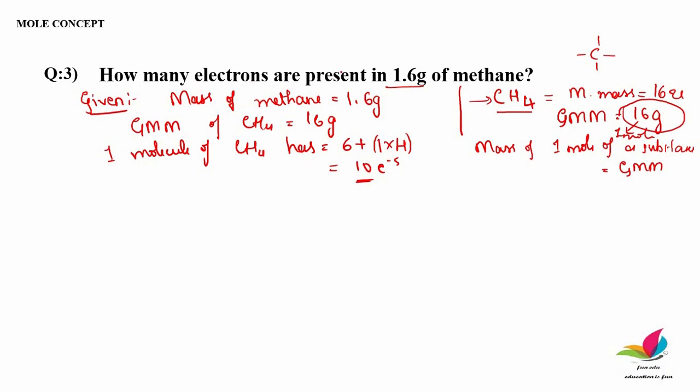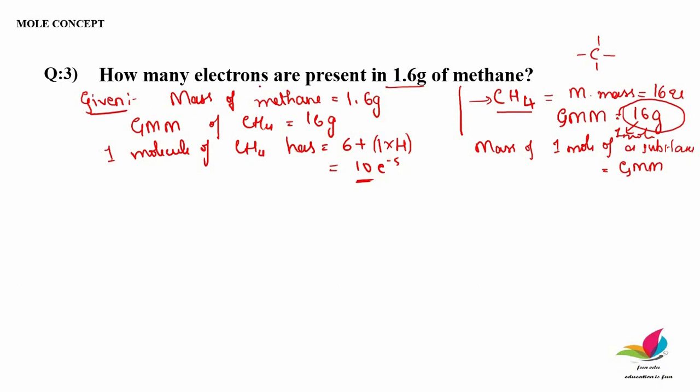So here you have to find what? How many electrons are present in 1.6 gram of methane. Gram is given and you have to find out the number of electrons. See, number of particles I said, instead of particle they have given electrons. That's it. Number of electrons you have to find out. But here mass is given and you have to find out the number of electrons.